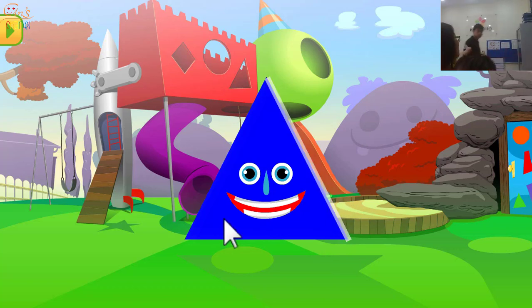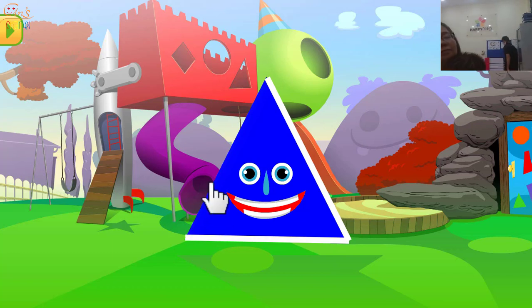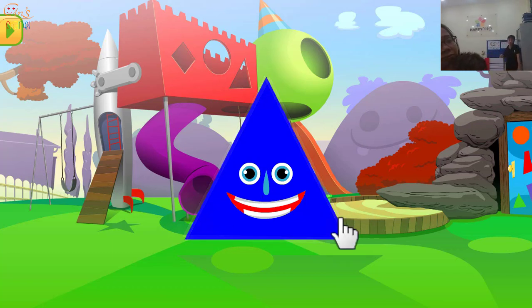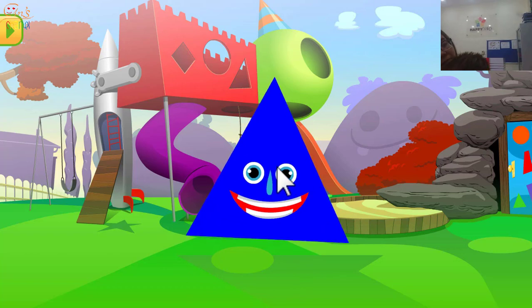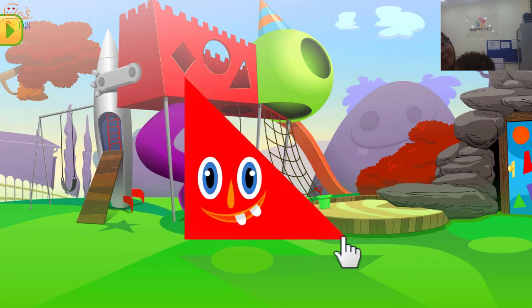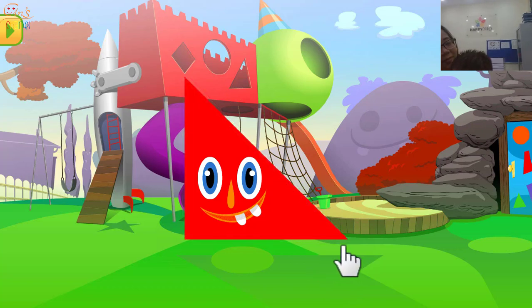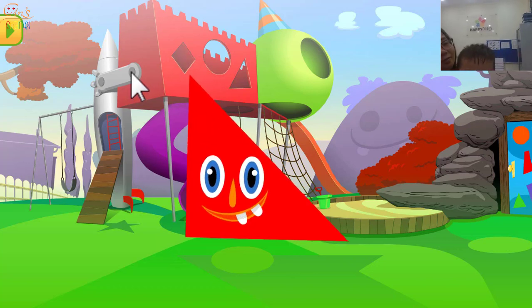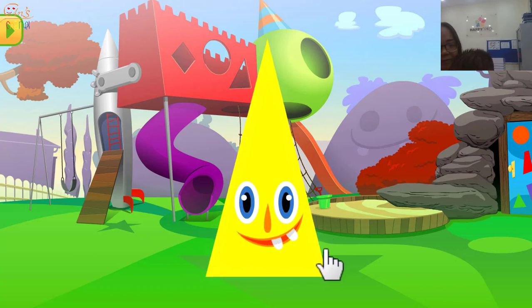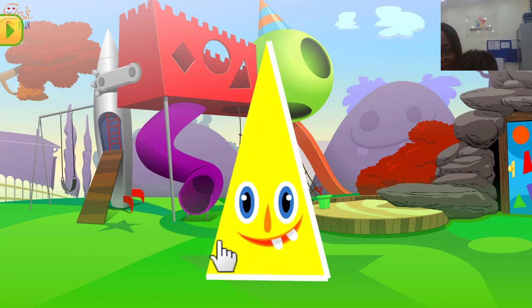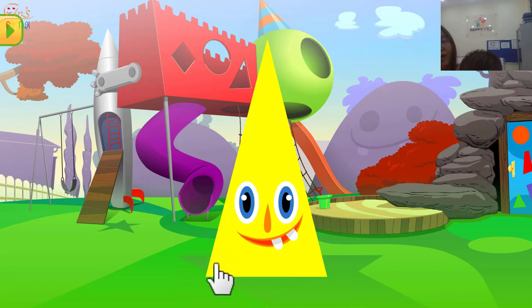Count the three sides. One, two, three sides. Click on the corners. One, two, three corners. Count the three sides. One, two, three sides. Click on the corners. One, two, three corners.